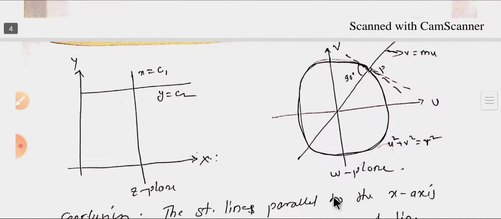figure should be here. Suppose x equal to c1 and y equal to c2 are lines in the z plane; correspondingly in the w plane, this represents a circle. Consider this is a circle. Let it be u square plus v square equal to r square, and the line passes through the origin, that is v equal to mu, and if we draw the tangent, this makes an angle of 90 degrees.